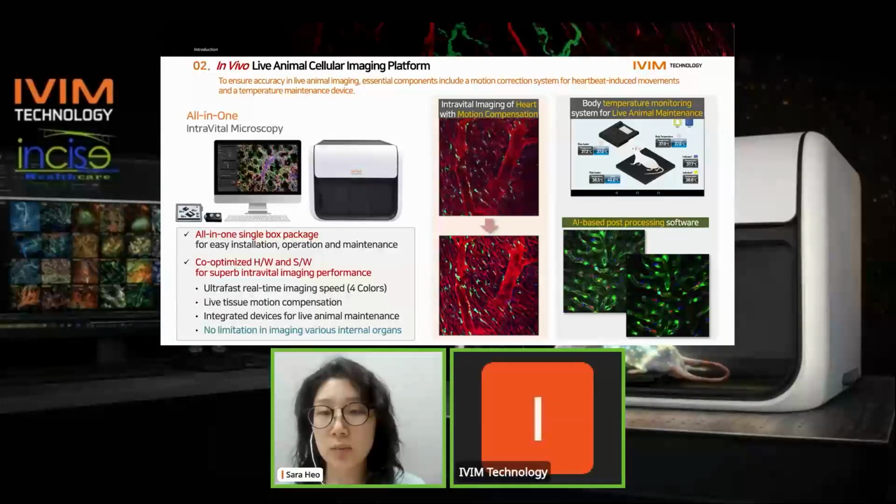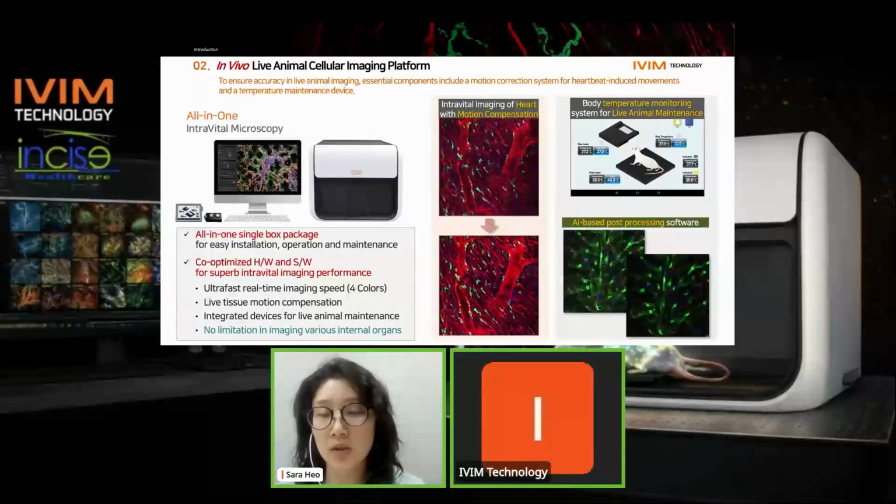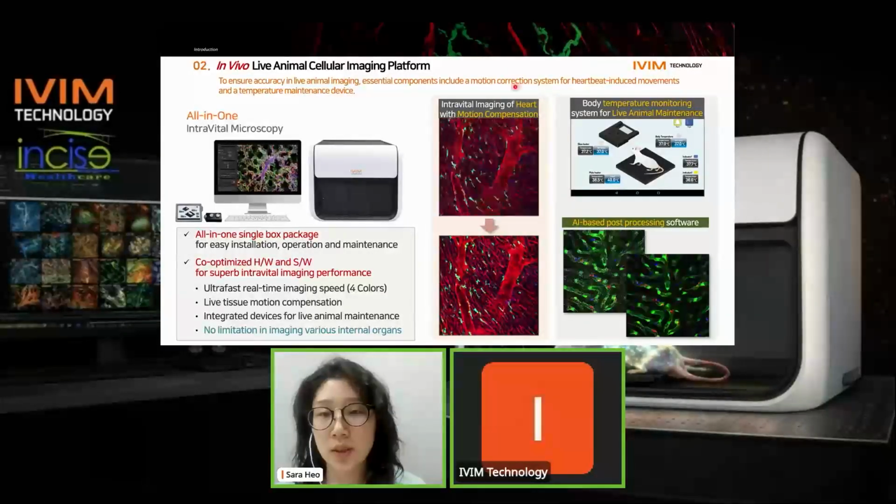Therefore, IVM has motion compensation to apply during imaging. This feature corrects the movements to obtain stabilized images. In addition, we have an AI denoiser to remove the noise from imaging at ultra high speed. This feature allows us to obtain a clean image that can be used for accurate quantitative analysis.